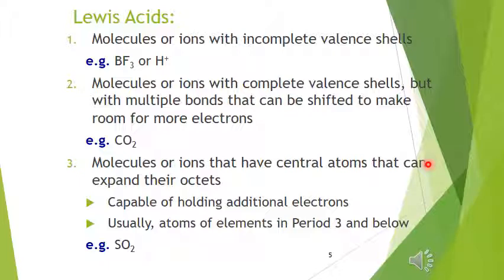The third example is if you have a molecule that can expand its octet. Usually in chemistry it says an atom can only have 8 electrons in its shell. But in 121, we found out that's not true. If an atom has d orbitals, d subshells, it can expand into them. So if an atom can expand its octet, it can take additional electrons. Let's take a look at that.